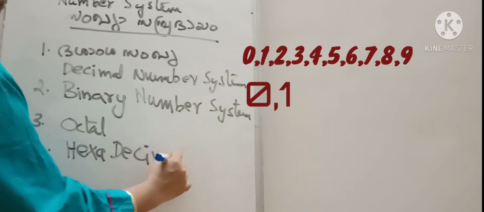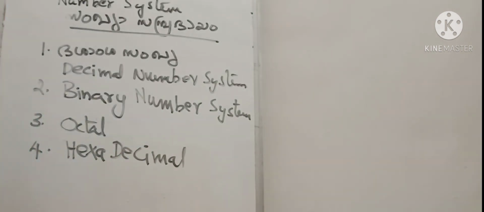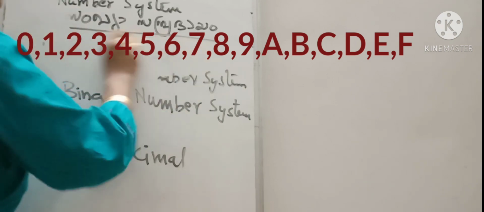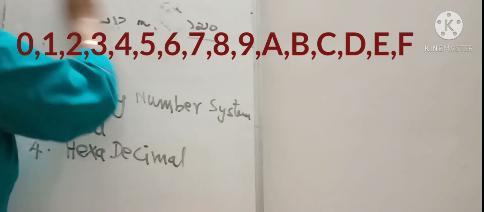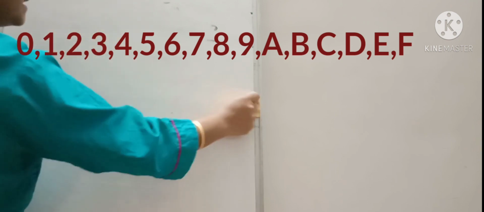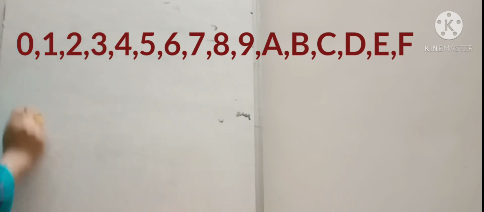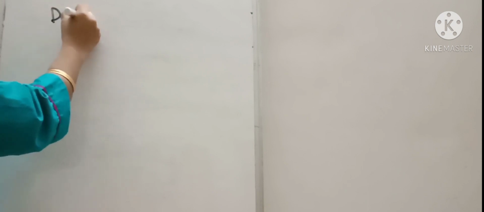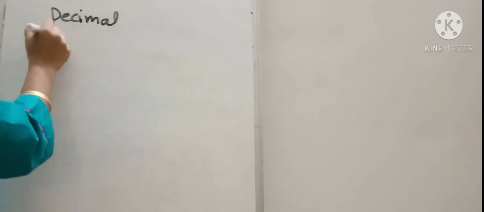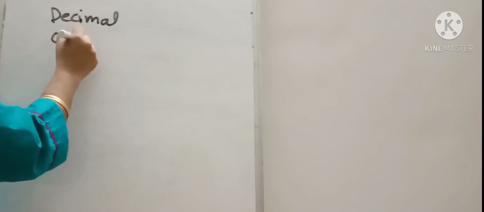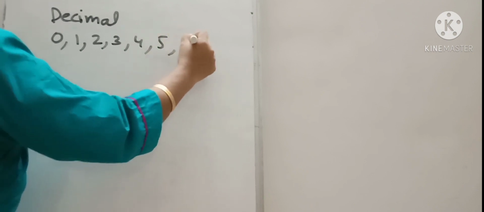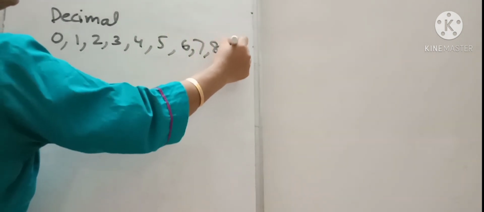And fourth one is hexadecimal number system. In this number system we use 16 digits: 0, 1, 2, 3 up to 9 and then A, B, C, D, E, F. We will discuss the number systems in detail. First one, decimal number system. Here we use 10 digits 0, 1, 2, 3, 4 up to 9.